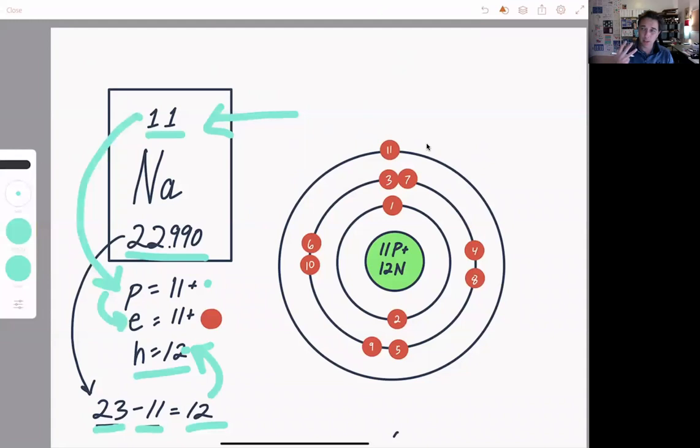Now, the only ones that don't follow those rules are potassium and calcium. If you look at them, they're in the 4th period, but we can draw those electrons in the 3rd shell with this activity. Okay.